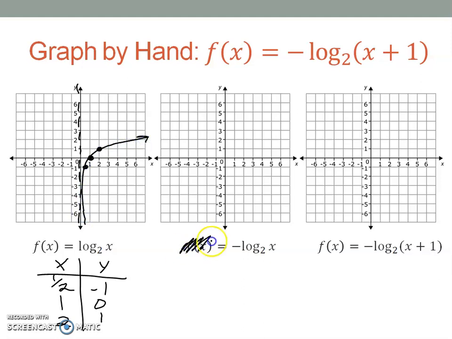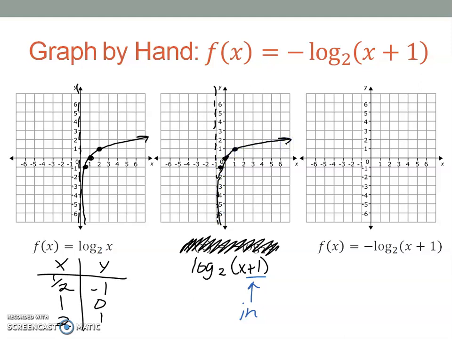I like to work on the inside. So I actually would do log base 2 of x plus 1 first. It's not wrong if you didn't do that. But that x plus 1 is on the inside there. So it's going to be a horizontal shift. And I do the opposite. So I'm going to shift everything over to the left 1, which includes my asymptote. All right, so there's everything shifted to the left 1.